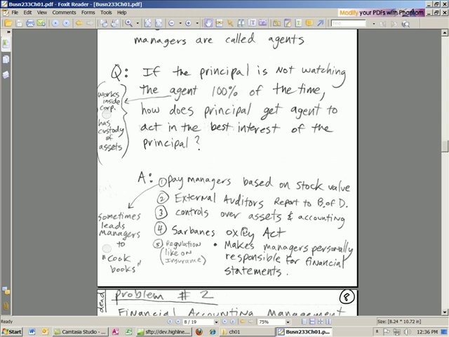And one of the things it did is it makes managers personally responsible for the financial statements. So they actually have to sign them and say, these are good. That way, later, if they turn out not to be good, then they can come back and say, aha, managers, you are personally liable for that.